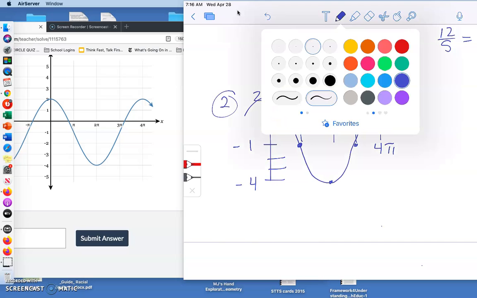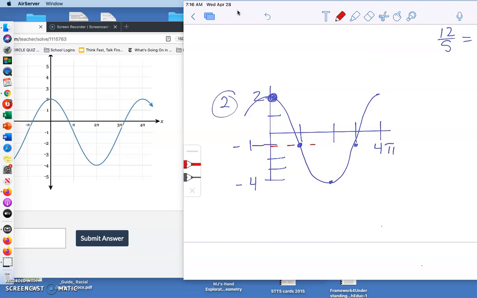So we can identify a couple things on here. So our midline is -1. And if it's starting at 2, we know that's a cosine. So we know our midline is -1. And then our amplitude, we go up 2, up 3, and down 3. So it's y equals 3, the cosine. And then our period, if it starts high, it gets back to high at 4 pi. So our period equals 4 pi.